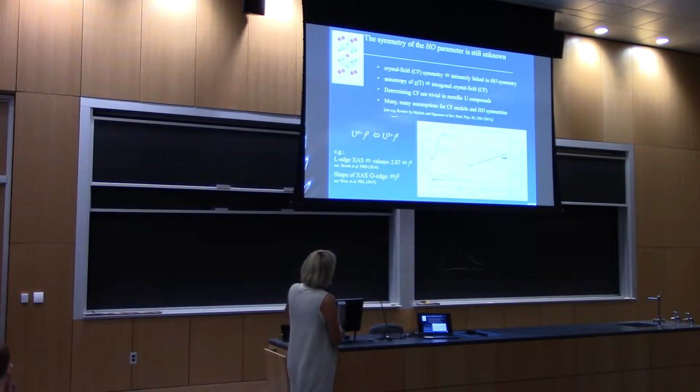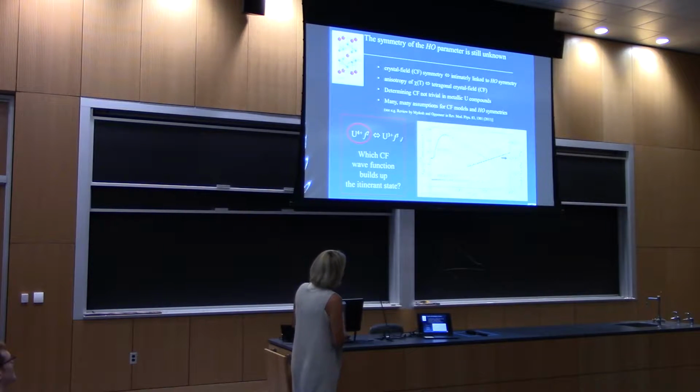As a result, of course, there are many different crystal field models and also symmetry suggestions based on these different models. So that's where we come in, and we say, well, we try to find out from which crystal field wave function this ordered or itinerant state might build up. And I think that starting from an f2 is a good ansatz, and we will see from our data that it's indeed a justified ansatz to start from here.